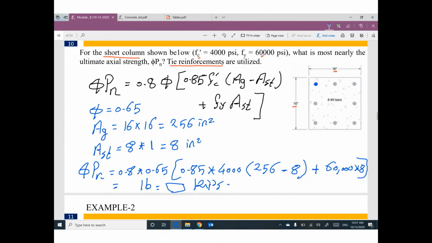This value will be 688,064. Divide by 1,000, it will be 688 kip. So the design capacity of this column equals 688 kips. Very simple. Very simple.